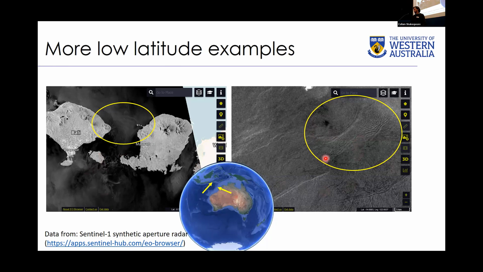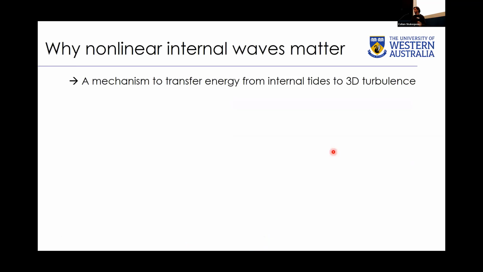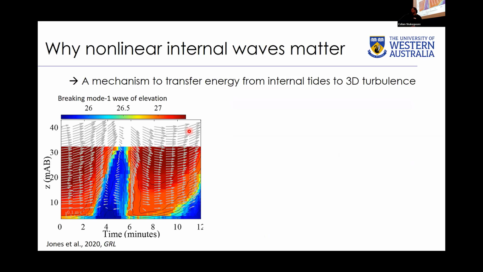And this was another example. So this is a region where we do a lot of field work at UWA, and this is another example of what you see at the surface. So I guess why nonlinear internal waves matter. They're a mechanism that transfers energy from the internal tides down into 3D turbulence.